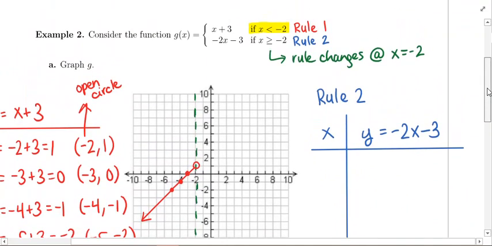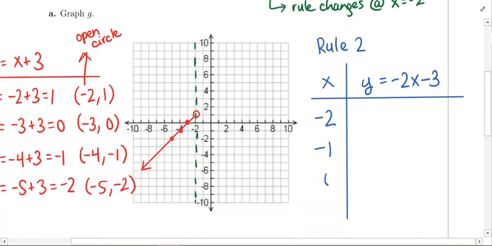All right, we are switching over to rule 2. So we're looking at this condition. The x values for this particular piece have to be greater than or equal to -2. The very first thing you want to throw in your table is where the rule changes. That's happening at x equals -2. It has to be in your table. Then you want to pick things that are bigger than -2. So that's -1, 0, 1, and so on.